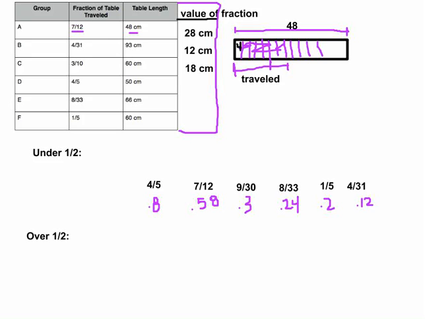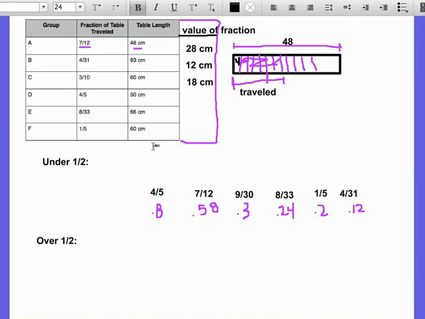In this part, now we have 50 centimeters divided into 5 parts. Each part is 10, times 4 is 40 centimeters. Over here, we have 66 divided by 33, so that's 2. And it traveled 8 pieces, so that's 16 centimeters. And then down here, 60 divided by 5 is 12, so we just have 1, so it went 12 centimeters.